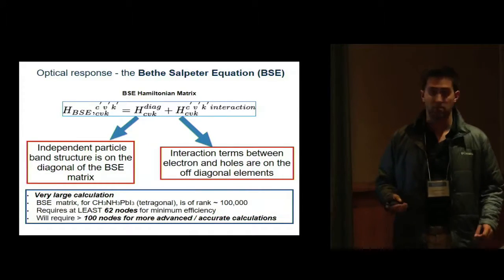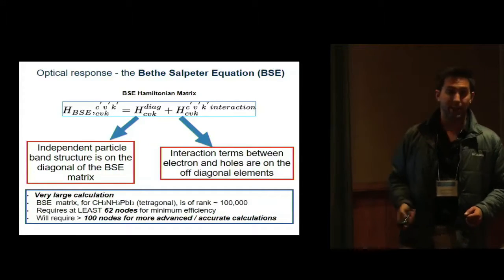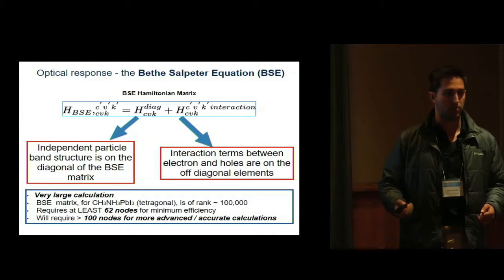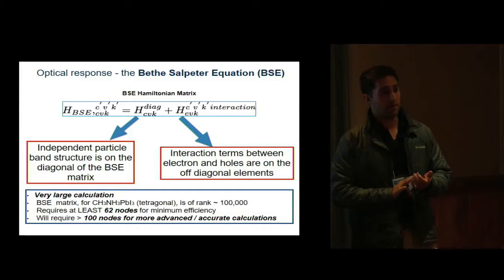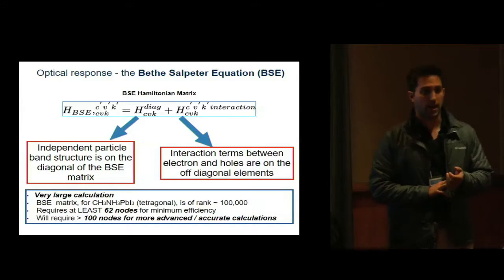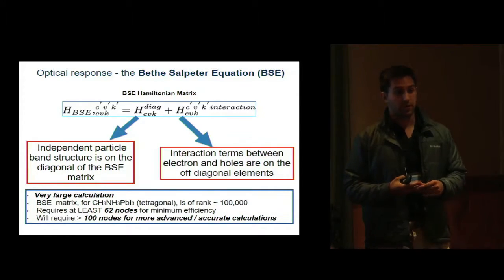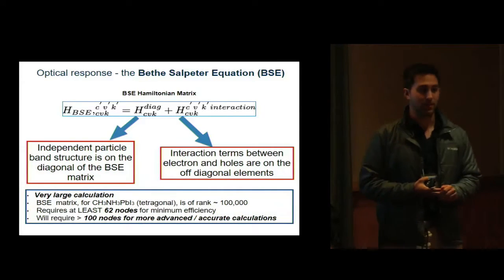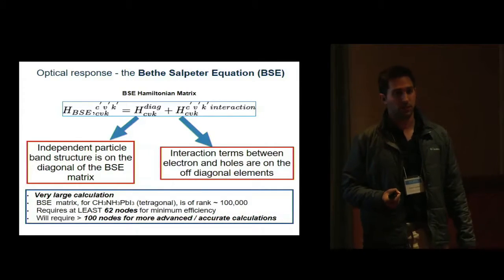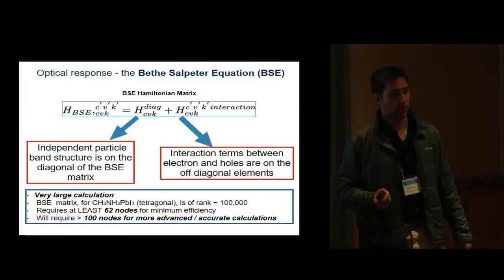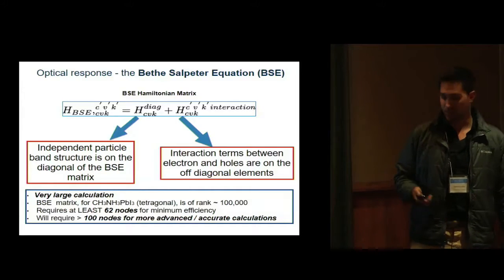So what happens is we actually have to build this giant matrix of interactions, an excitonic Hamiltonian, if you will. On the diagonal, we have our band structure, the independent particle structure. It could be DFT or GW or hybrid functionals, as long as it's independent particles. On the off diagonal, we have interactions. Those are the exchange and the screened Coulomb interaction terms. These are very large matrices, on the order of 100,000 for the medium-sized calculations we've done thus far, and they'll get bigger in the future. It requires at least 62 nodes right now for minimum efficiency for our larger unit cells, and will require more than 100 nodes per run. We'll do many of these runs in the future for more advanced or more accurate calculations.